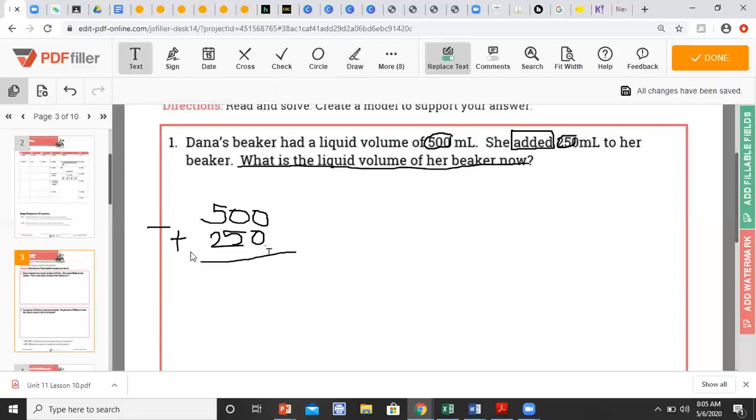So we know that 0 plus 0 gives us 0. 0 plus 5 gives us 5. And 5 plus 2 gives us 7. So our answer is 750 milliliters.